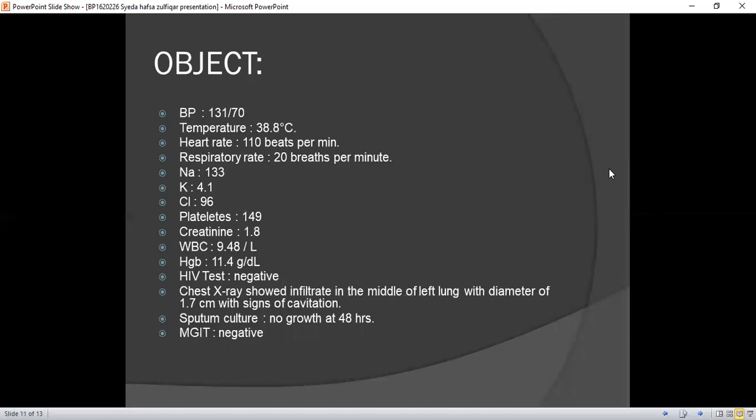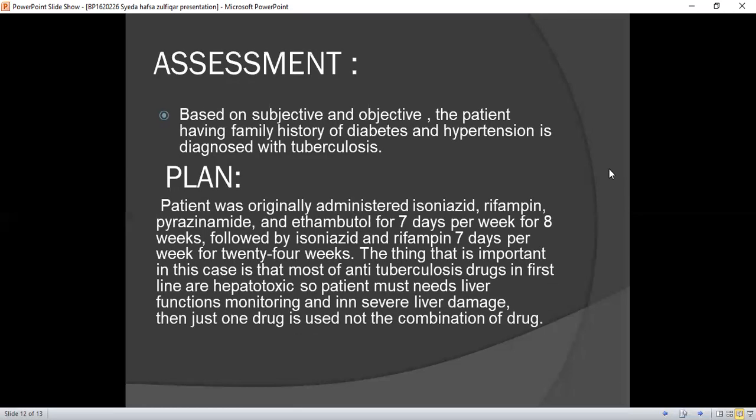the other workers. Now the objective, these are some lab reports which show the blood pressure, temperature, heart rate, respiratory rate, sodium, potassium, calcium, chlorine, platelets, creatinine, WBCs, hemoglobin, HIV test, as well as X-ray, chest X-ray, sputum culture, and MGIT of the patient. Assessment. Based on subjective and objective, the patient having family history of diabetes and hypertension is diagnosed with the tuberculosis.